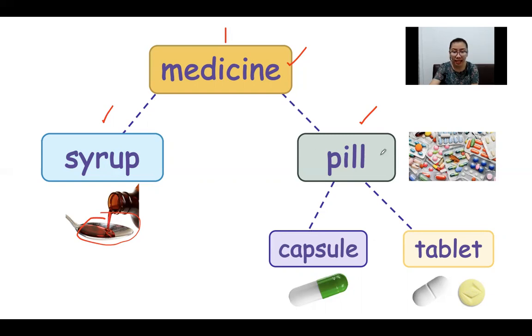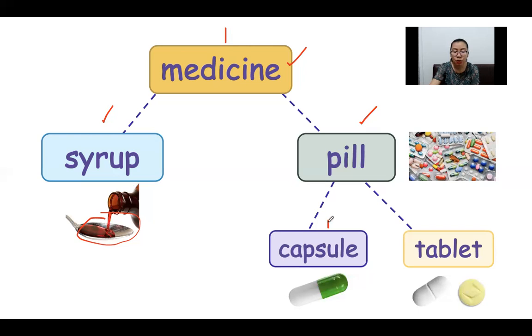And then we have pill. A pill is a small substance that you take in your mouth. You drink it. Pills are like gel, capsule, strepsils, those are pills that you take. In our lesson for today, we have two types of pill: capsule and tablet.